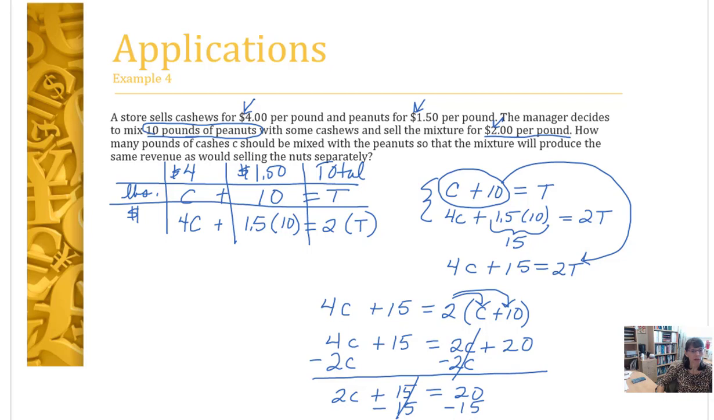When I divide by 2, I can solve for C. 5 divided by 2 is 2.5. So that 2.5, representing the variable C, tells us that's the cashews at $4 per pound. So 2.5 pounds of cashews are needed.